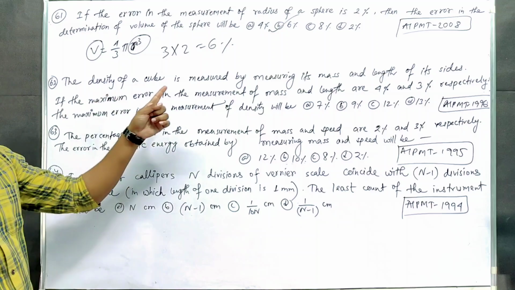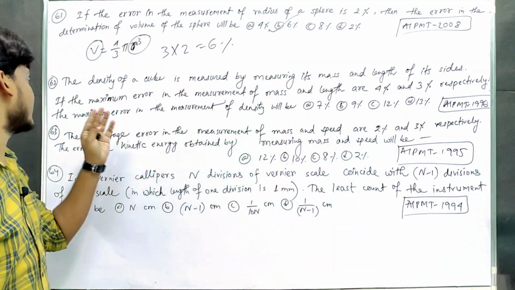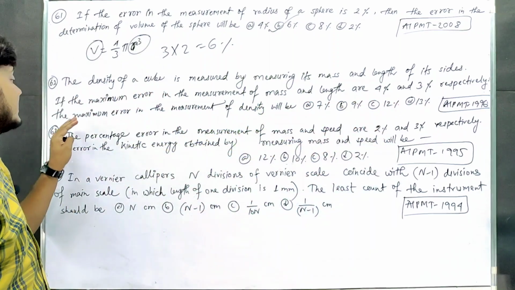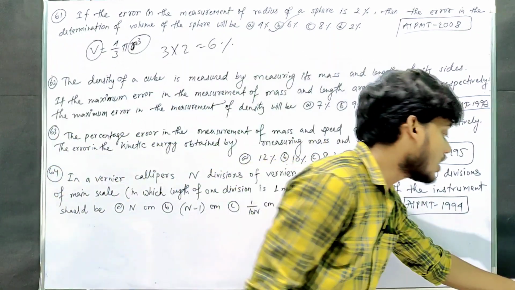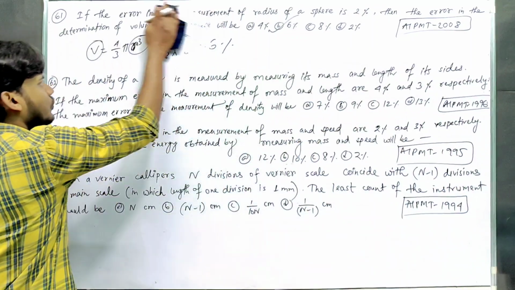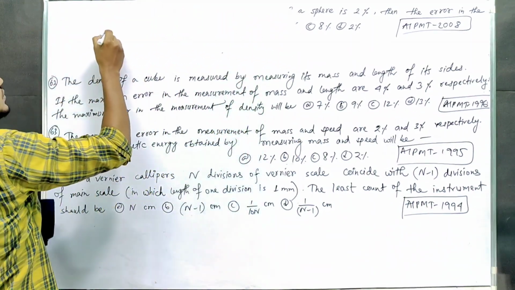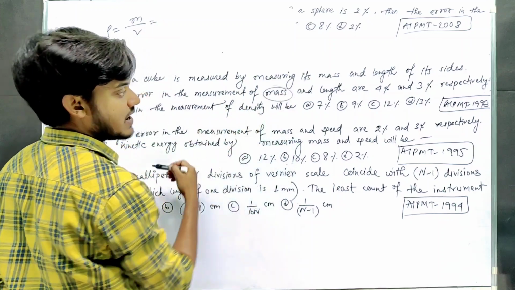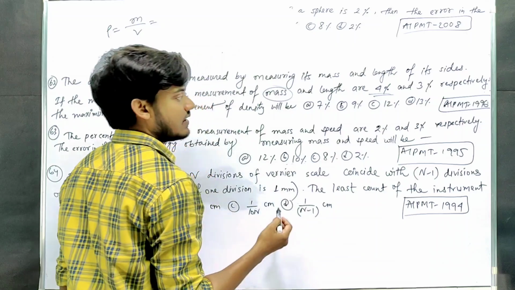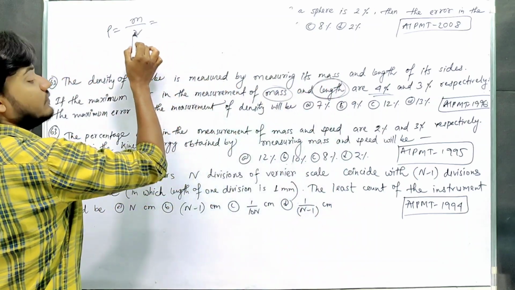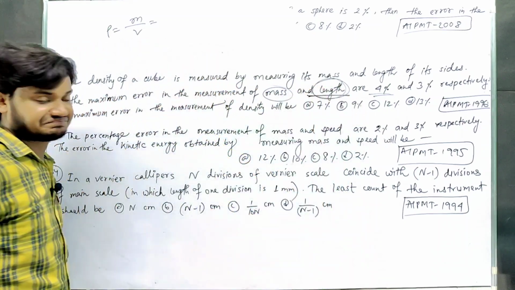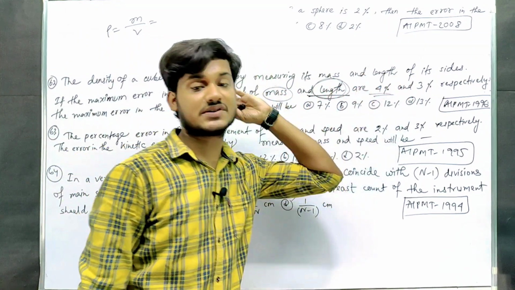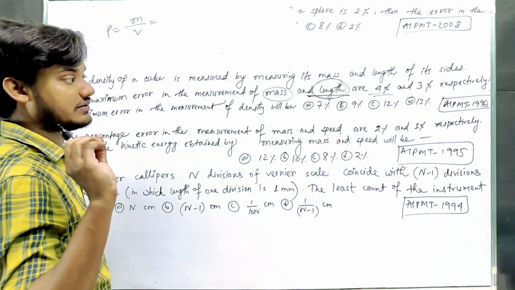The density of a cube is measured by measuring its mass and length of its sides. If the maximum errors in the measurement of mass and length are 4% and 3% respectively, the maximum error in the measurement of density will be? Options are given. We know density equals mass by volume, but here the mass percentage is given, but the volume is not given, only the length is given. The percentage of length is 3%.